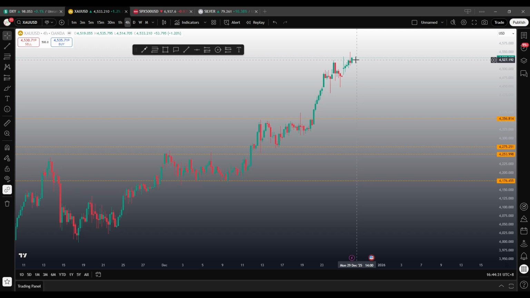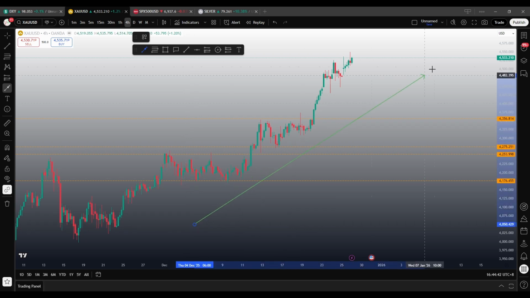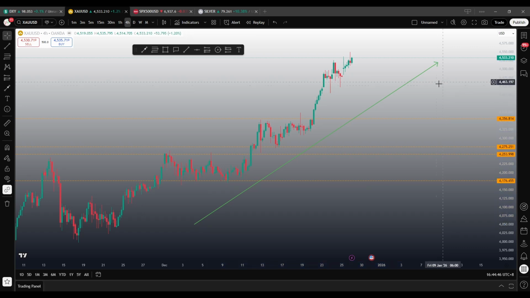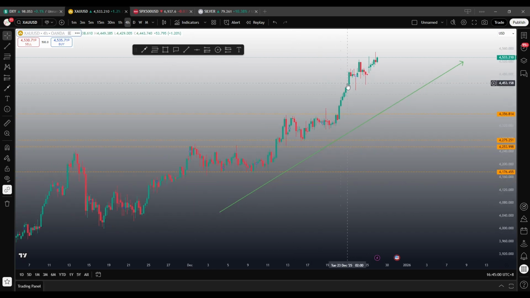So step 1 is identifying the trend. As you can see right here, you go to your TradingView or whatever chart or platform that you are using, just plot out a line. It doesn't have to be an arrow, and everyone knows that it's going up. Even a 5 year old will know that it's going up. So now that we know it's going up, we have to identify the highs and the lows.